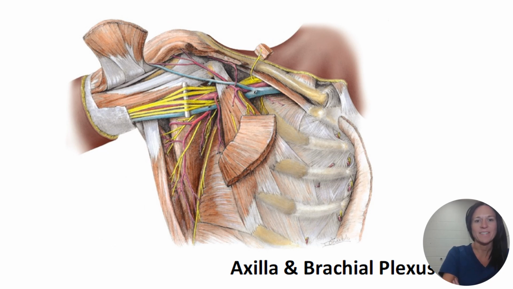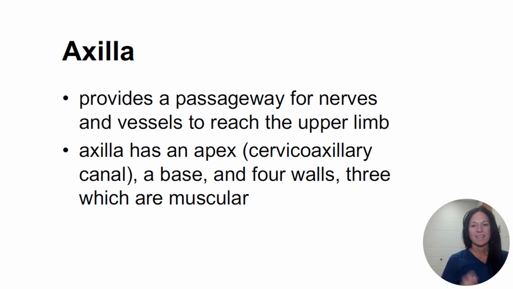Hello everybody, this lecture will be covering the axilla and brachial plexus. Let's go ahead and start by defining the axilla. The axilla is this pyramidal shape inferior to the glenohumeral joint, and it is going to provide a passageway for the neurovascular structures that are servicing the upper extremity.